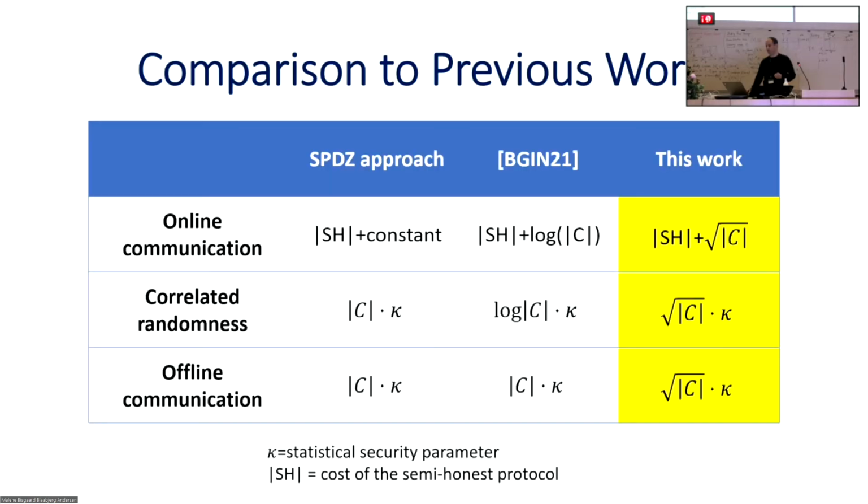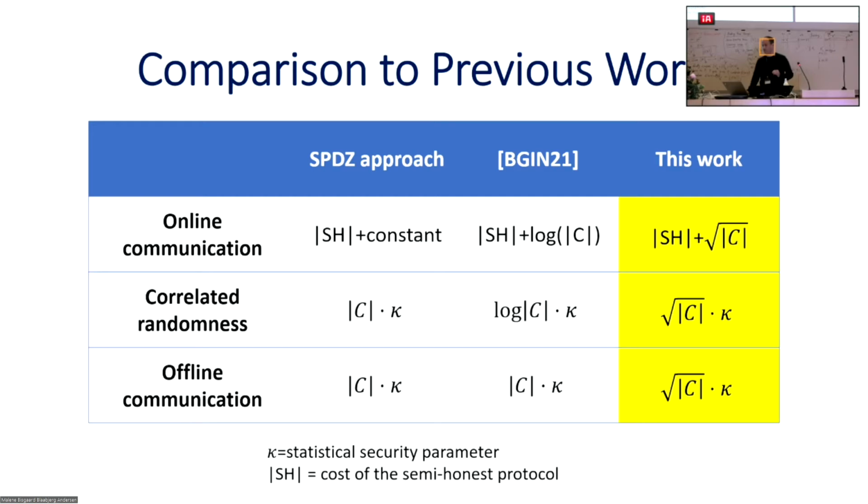Yeah, so to compare ourselves to previous work, so we talked about the cost of the previous approach. In the second column, you can see a previous result with the same set of authors, the BGIN 21 paper from Crypto 21, where we already showed how to compress the correlated randomness to be logarithmic in the size of the circuit, but still the offline communication cost was linear. In this work, we increased the size of the correlated randomness from logarithmic to square root, but this allows us to achieve also offline sublinear communication costs.